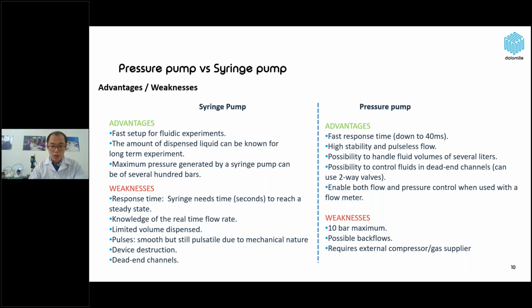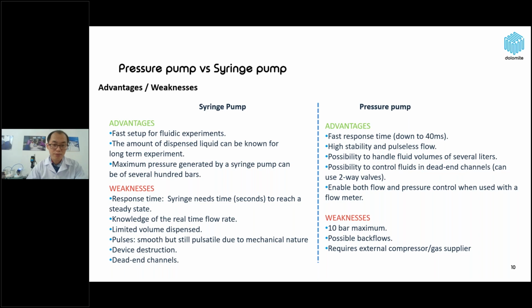Also, it has another advantage: it handles volumes of several liters and controls fluid in a dead-end channel. This means you can use a two-way valve to turn the fluid on and off during the experiment. It also enables both flow and pressure control when used with a flow meter.